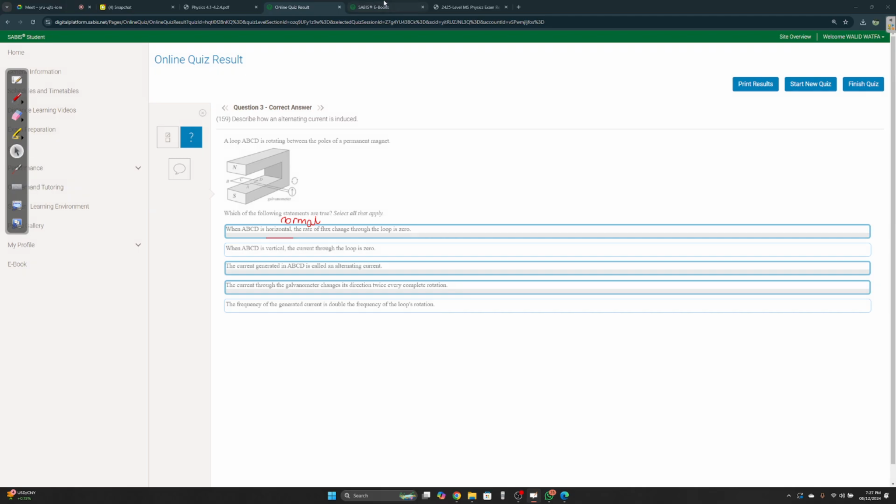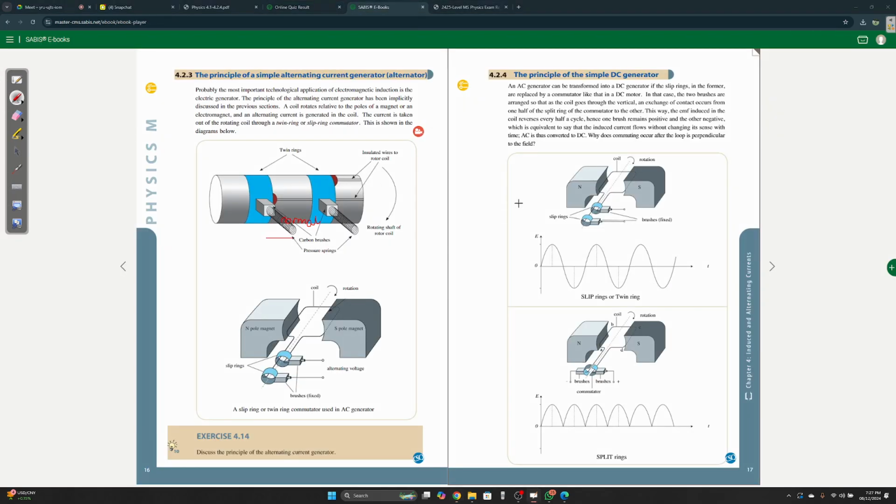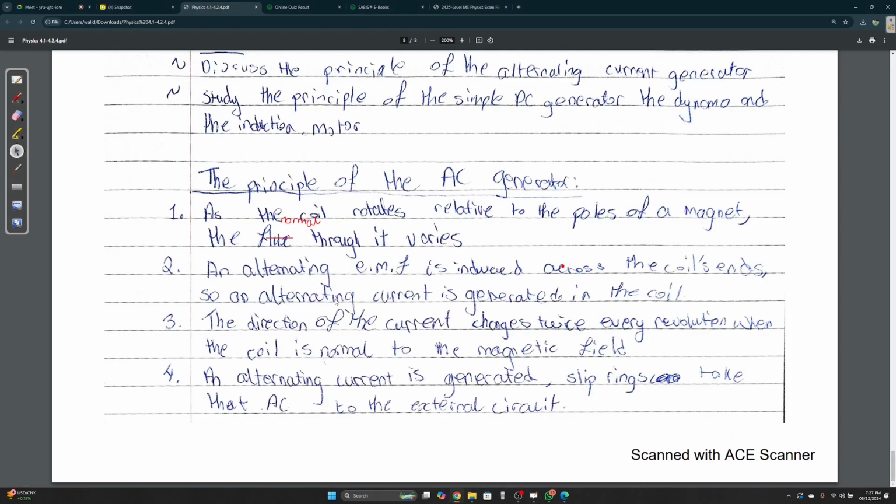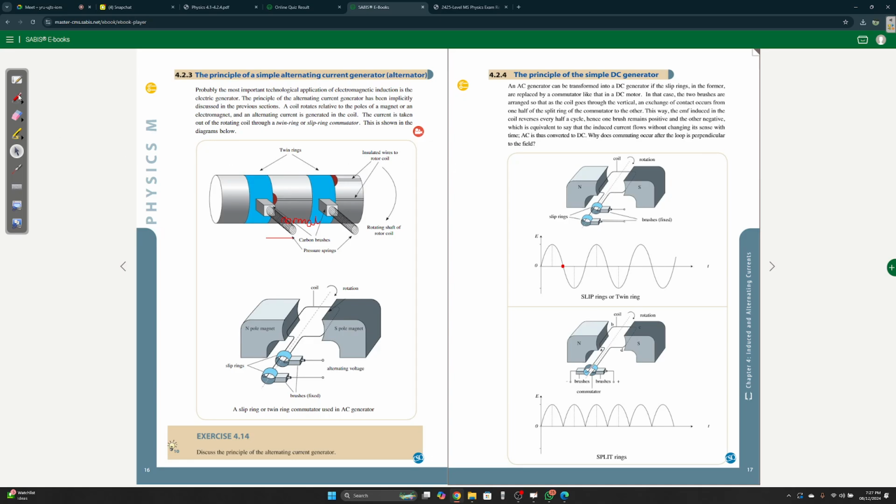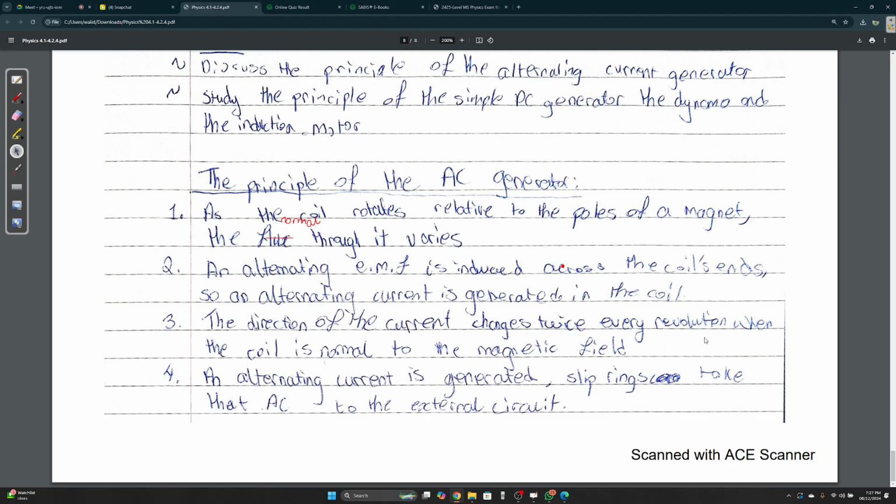Just so you can understand, I remember telling you that the current changes direction when the loop is normal. So it changes twice every revolution, and when does it change? When it's normal to the magnetic field. So why does it change? Wait, I was getting mixed up.